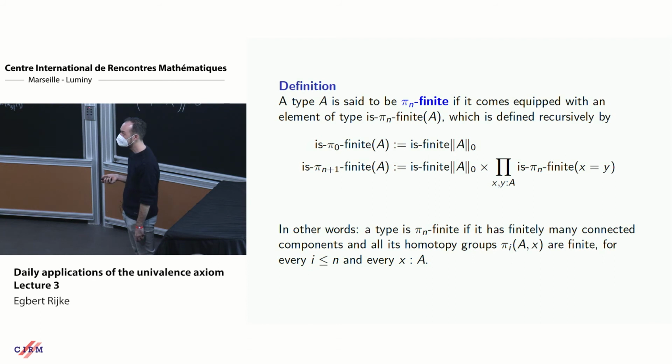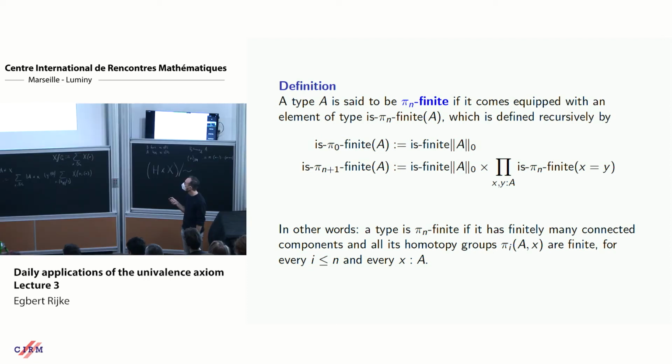So I'm going to make a definition. A type is pi n finite if it comes equipped with an element of is pi n finite, which is defined recursively. We say that it's pi 0 finite if the set truncation is finite. So this means that it has finitely many connected components.